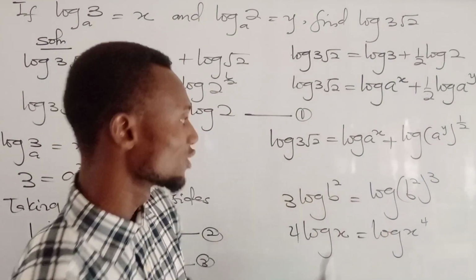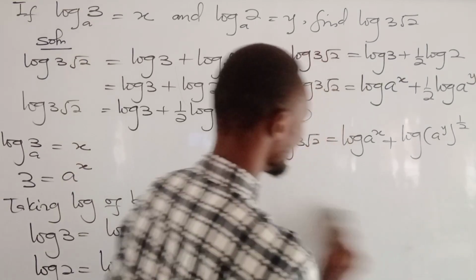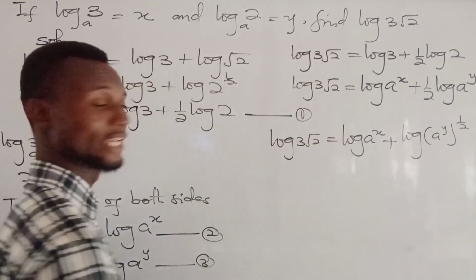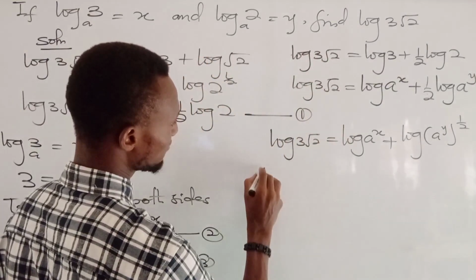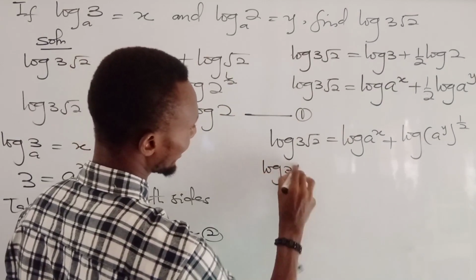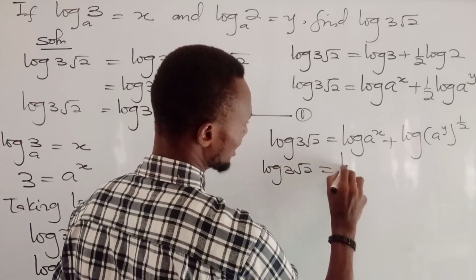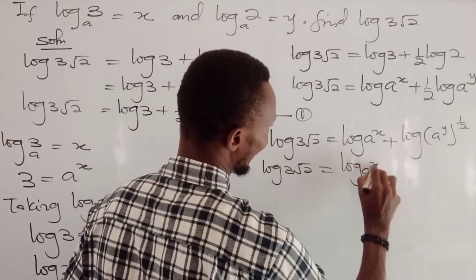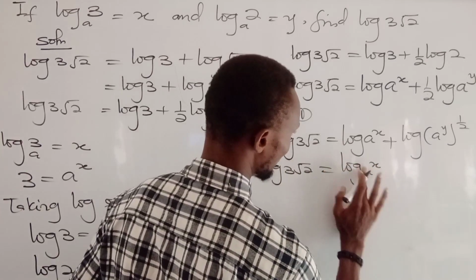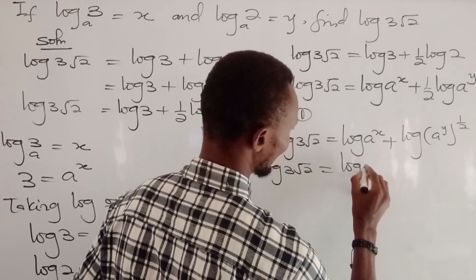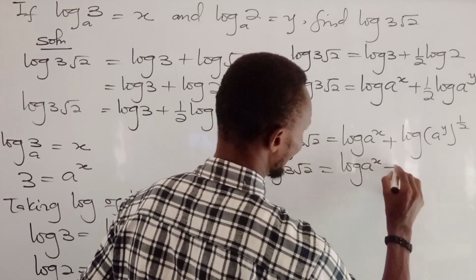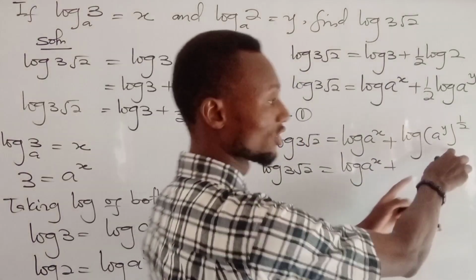Okay, so I'm going to clean this one so that we can continue the simplification. So I have my log 3 root 2 will be equal to, now I'm going to repeat my log a to the power s, which is here. So let me write it well: log a to the power s, then plus, now we need to simplify this one.